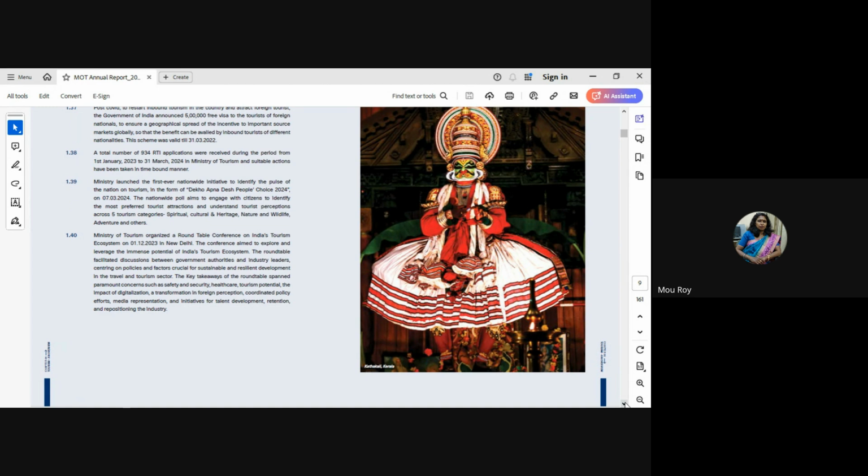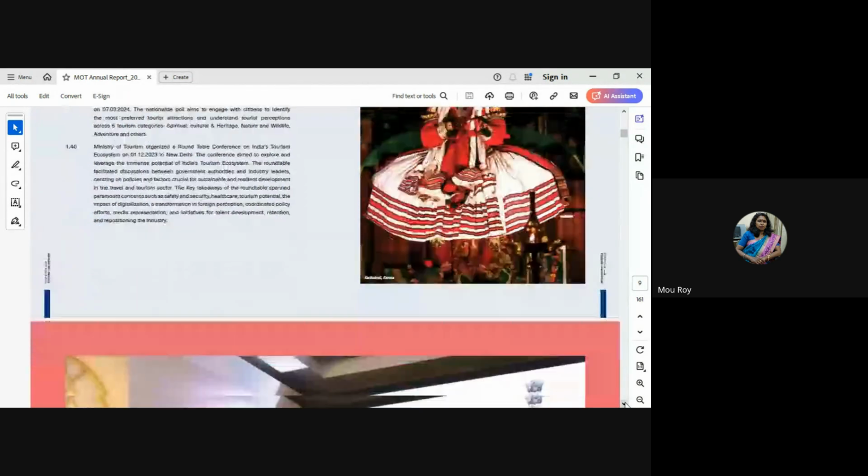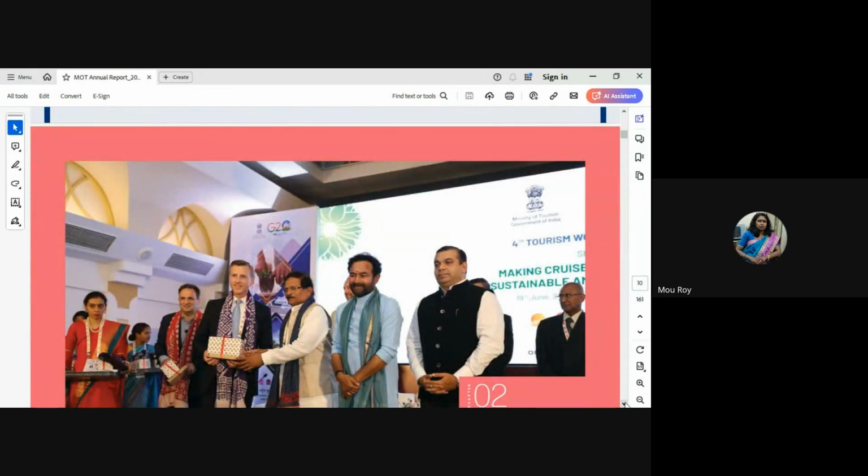This is the dance form, you all know this dance form. Any idea which dance form is this? Kudiyattam. Kathakali, Kerala. It's not Kathak, it's Kathakali. Kathakali, Kudiyattam. What is it known as? What did you say? Kudiyattam.